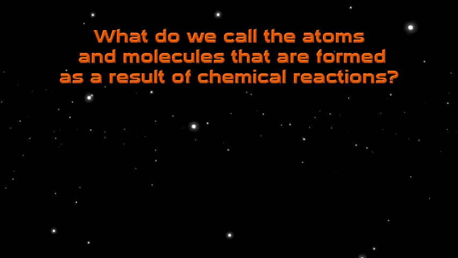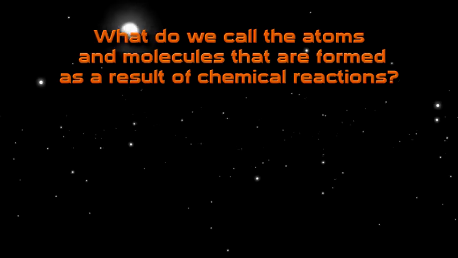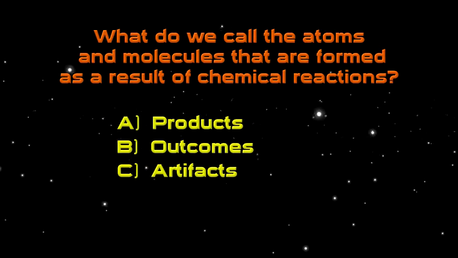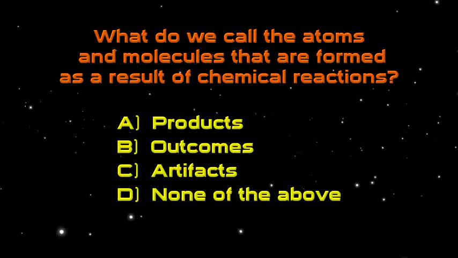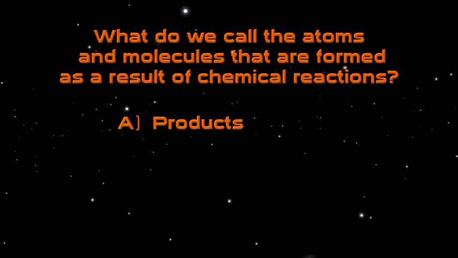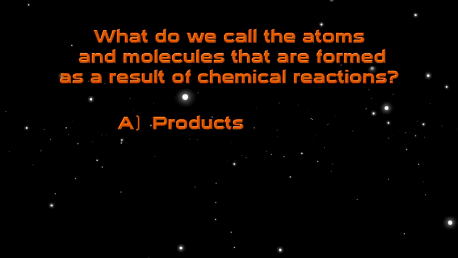Here's question 2. What do we call the atoms and molecules that are formed as a result of chemical reactions? A. Products. B. Outcomes. C. Artifacts. D. None of the above. The correct answer is A. Products are the atoms and molecules that are made from chemical reactions.